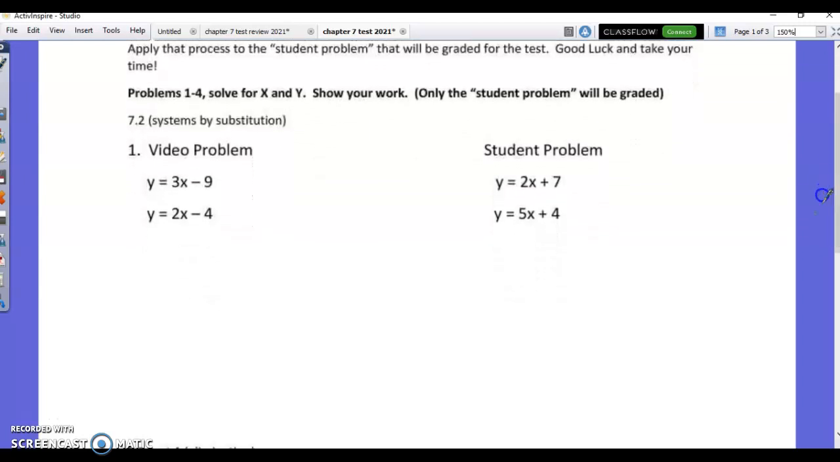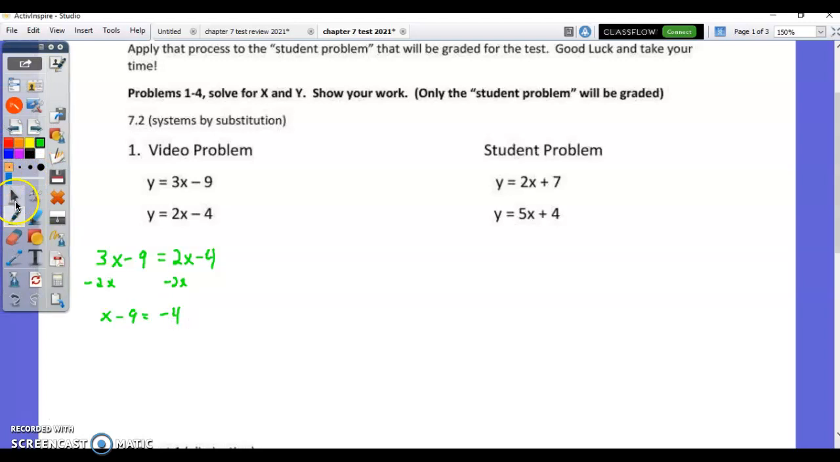Alright, number 1 is a substitution problem. Since they both equal y, I can set these equal to each other. So 3x minus 9 equals 2x minus 4. Then I need to get the x values on one side and the y values on the other. I'm going to subtract 2x from both sides. So then I will have x minus 9 equals negative 4. Then I need to add 9 to both sides.